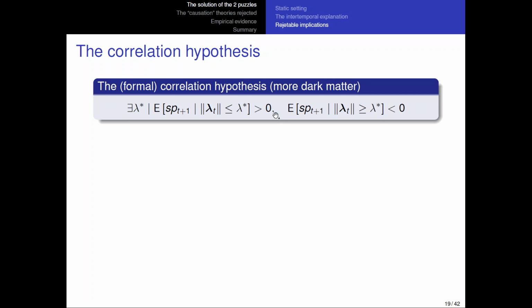The formal correlation hypothesis that depends more on dark matter is this: the spread, given that the price of risk is below a certain level, is going to be positive. So the spread is the spread between the value and the size premium. Sorry, the value premium is going to be larger than the size premium if the price of risk is low. That's what I have here. And the spread, which is the value premium minus the size premium, if the price of risk is large, is going to be negative. So that's the first one.